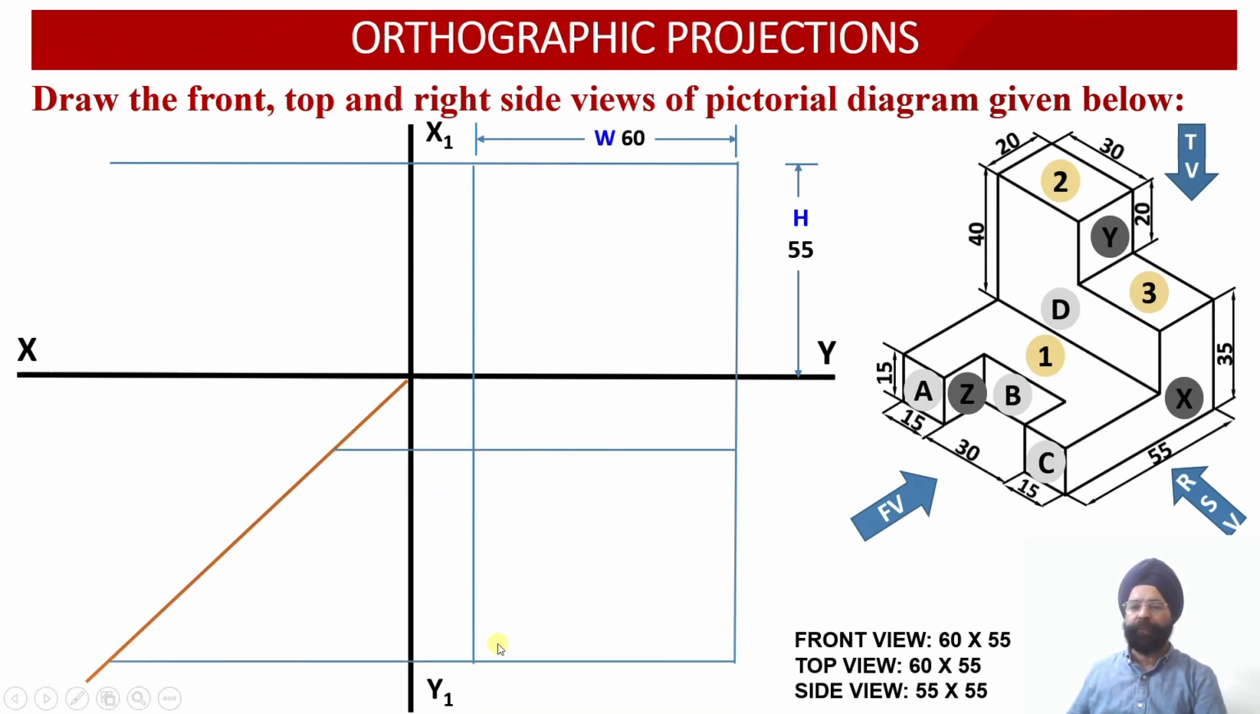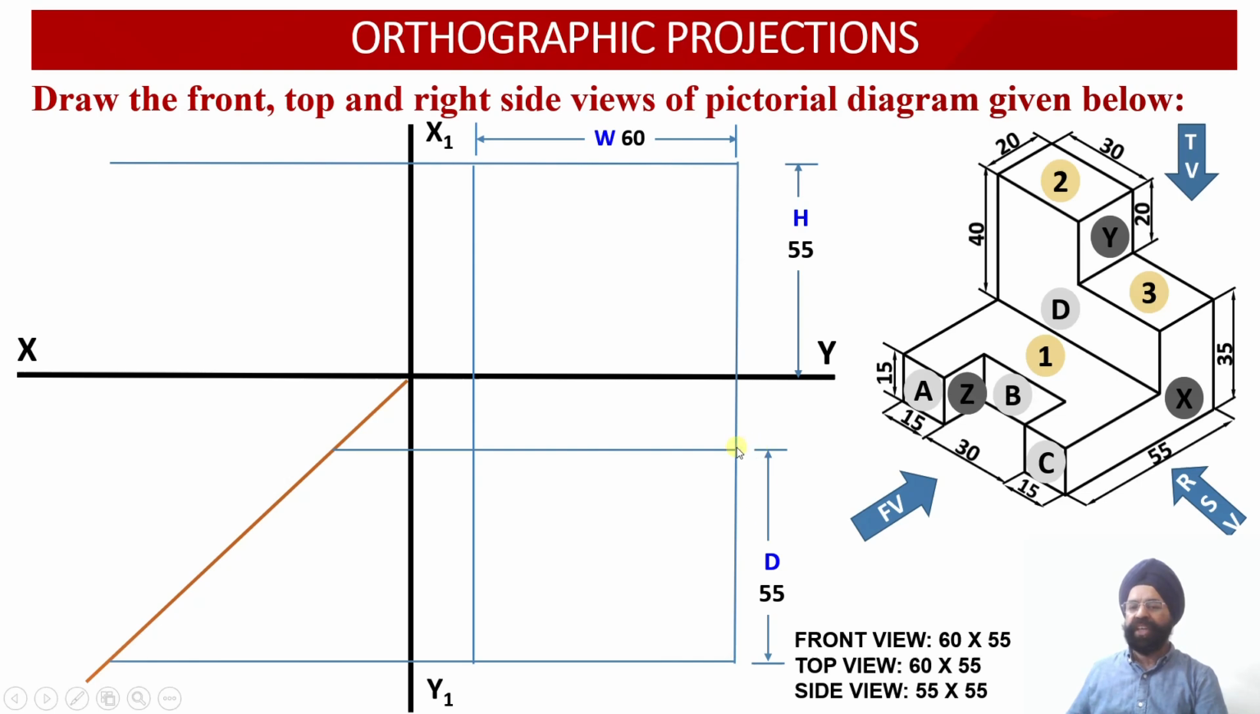So this is our top view in which the width is equal to 60 millimeters. This width was already dimensioned in the front view, so we are not going to repeat the dimension over here again. Now the depth we have mentioned over here. The depth of this solid is equal to 55 millimeter. So this is the top view face of this particular solid, which again measures 60 millimeter width and 55 millimeter is the depth of the solid.